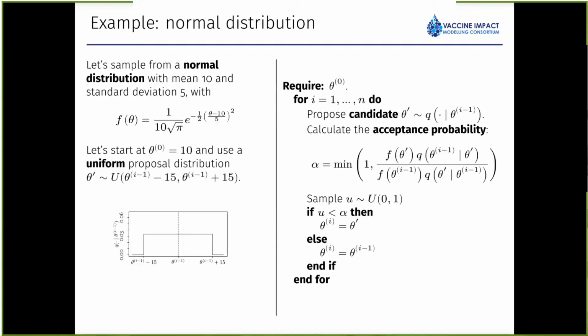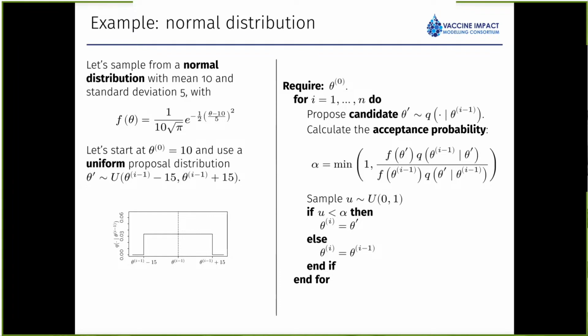So let's show you a very simple example of how this works. Let's say I want to sample from a normal distribution with a mean of 10 and a standard deviation of 5. So I want to produce random samples from this distribution. This is what my density function looks like for a normal distribution with a mean of 10 and a standard deviation of 5. And I'm just going to start my chain, say, at a value of 10. Let's start it at the mean.